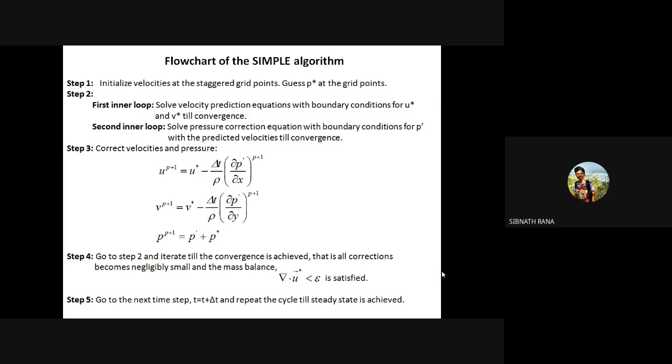Sir, as we have calculated the U star and V star, then from the pressure correction equation, we can get the P prime value. No, that is fine. Basically, I wanted to ask what you mean by first inner loop and second inner loop. Sir, we have to check convergence so that we get the value of U star and V star. Yes, that is true. Similarly for the P prime equation. Yes, sir. That is called the second inner loop.